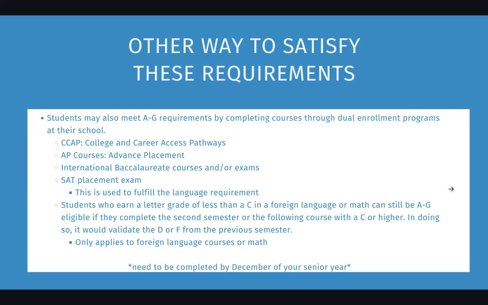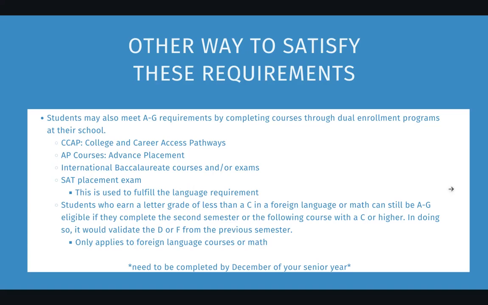Students who earned a lower grade. So this is a unique way also to fulfill a foreign language course. Students who earned a letter grade of less than a C in a foreign language or a math class can still be A through G eligible if they complete the second semester of the following course with a C or higher. In doing so, it would validate the D or F from the previous semester. So for instance, if a student were to take Math 3 and get a D in semester 1, but then received a C in semester 2 of that Math 3, that D from the first semester would be validated with the C.